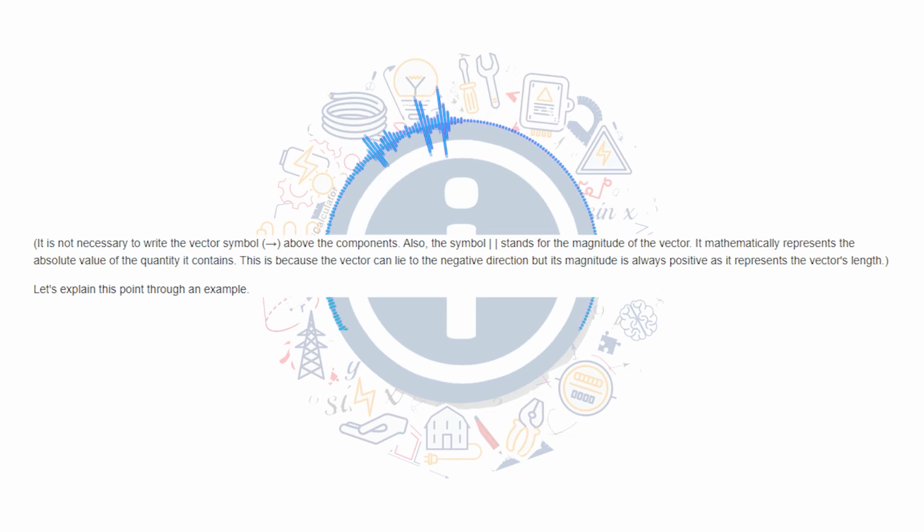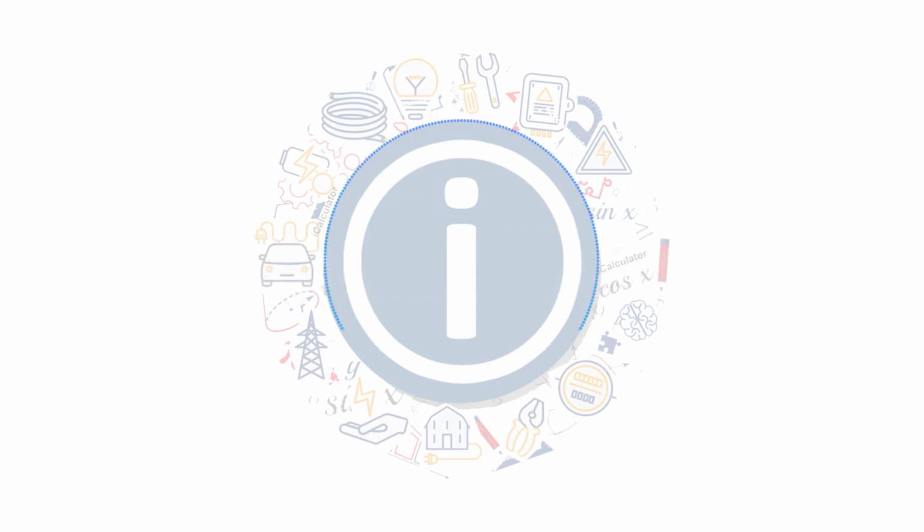It is not necessary to write the vector symbol above the components. Also, the symbol as shown on the text on screen stands for the magnitude of the vector. It mathematically represents the absolute value of the quantity it contains. This is because the vector can lie to the negative direction, but its magnitude is always positive as it represents the vector's length. Let's explain this point through some examples.